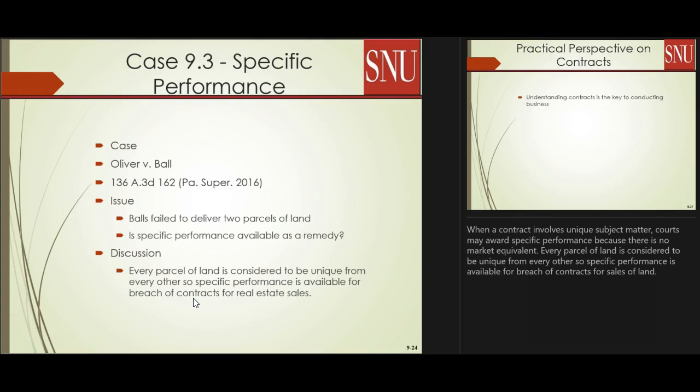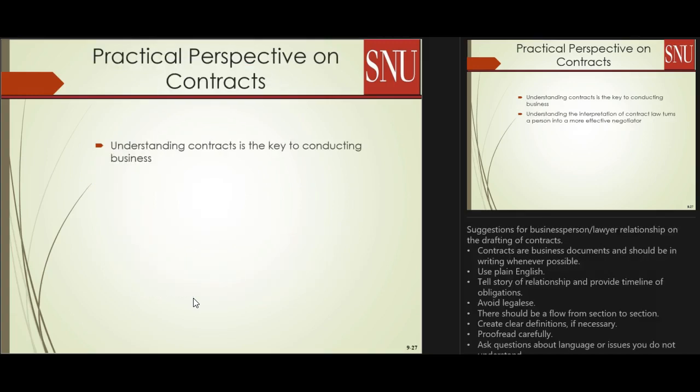Specific performance is very common in real estate transactions because every parcel of land is considered unique, and you cannot just pay somebody. They have the right to enforce the person to sell the property, to deliver the property that they had agreed to, because of the unique nature of real property.